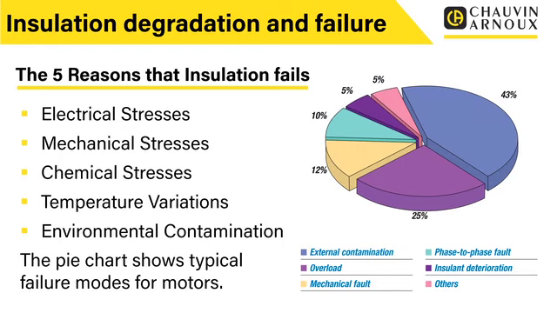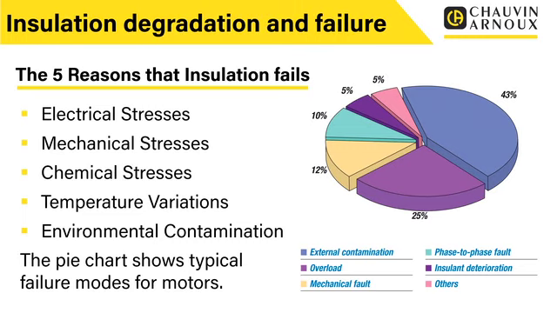Now we've got a pie chart here that shows the typical failure modes for a motor. And you'll notice that the main part on this, the biggest chunk, 43%, is external contamination. So again, this is the mold, this is the dust, this is the grease, this is all of these things getting into the motor and getting into the insulation. This is what's causing a lot of failures.